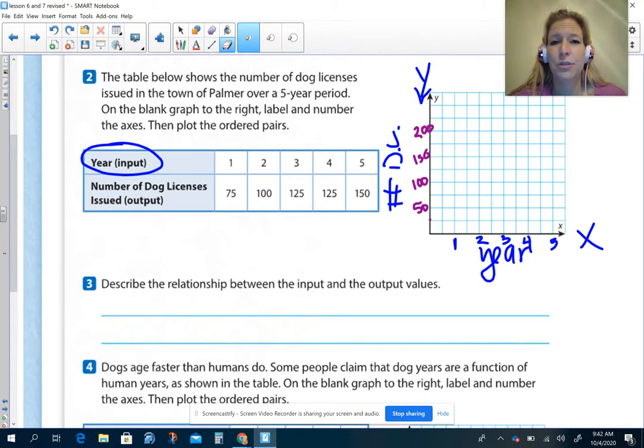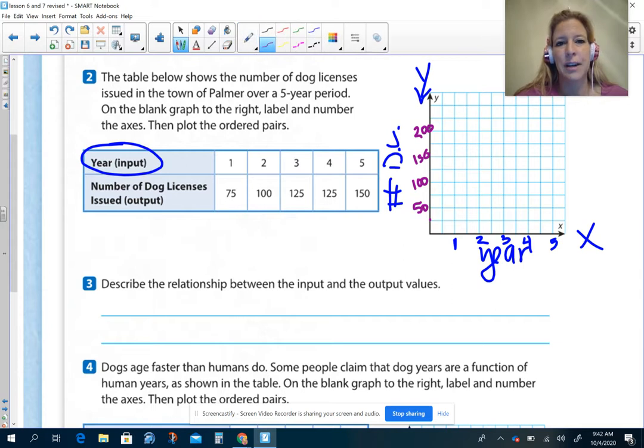3, 2, 1. Did I give you enough time? Did you pause yourself to give yourself enough time to do this? So let's see. So 1 to 75, 2 to 100, 3 to 125, 125 for 4, and 5 gets 150. Let's look at what we have.